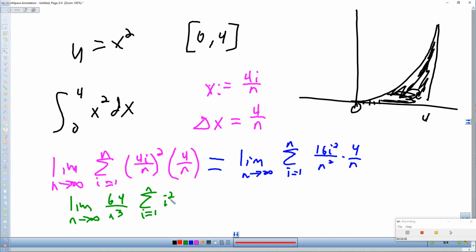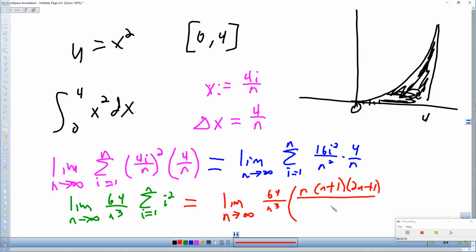Now, according to our rule, what is the sum of i equals 1 to n of i squared equal to? The limit as n goes to infinity of 64 over n cubed times the sum of i squared is, according to the thing on page 777, n times n plus 1, times 2n plus 1, all over 6.